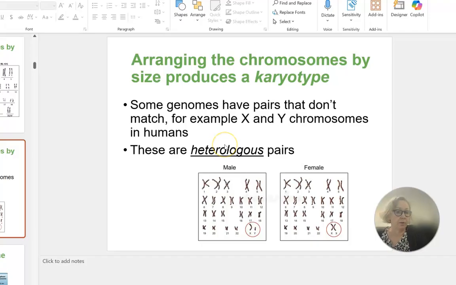Okay, so some genomes have pairs that don't match. For example, the X and the Y do not match. Those are hetero. So basically they're like heterologous pairs, okay? Because you have one X and one Y and they don't match.